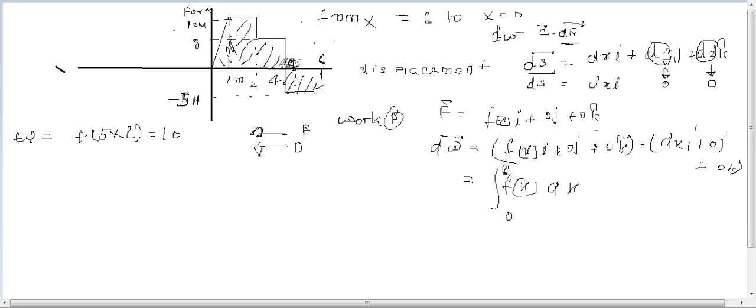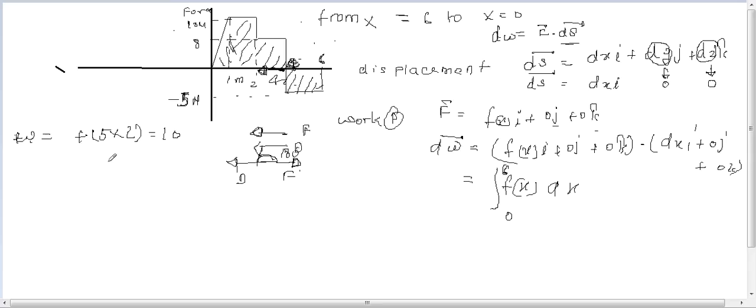Okay, now after that, this is the direction of displacement. Displacement is taking place along this direction. After 4 meter, the force vector becomes negative. This is the displacement, this is the force. What is the angle between them? 180. Angle between them is 180.